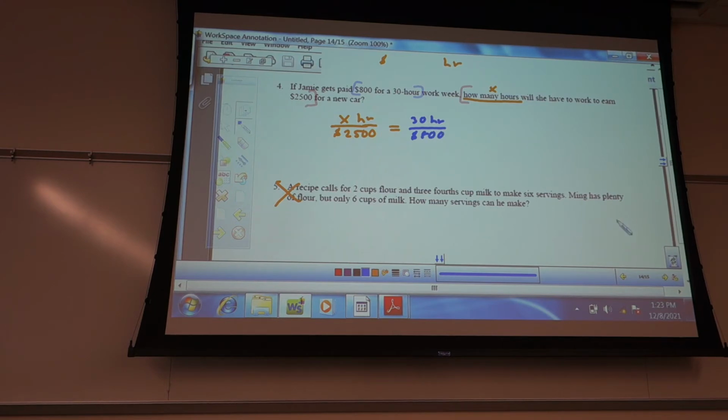Now, it's a one-step thing to solve it, right? How do I get x hours by itself, x by itself? And now that I have them all set up right, I can even ignore the dollar signs and the hours, the labels. I can just do x equals. How would I solve this? Multiply both sides by what? 2,500.